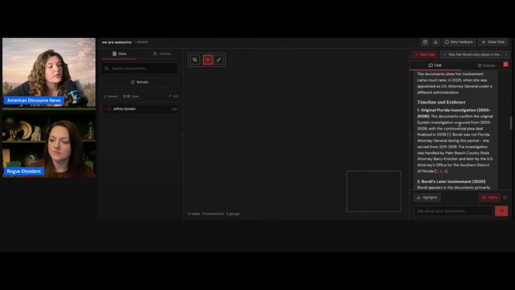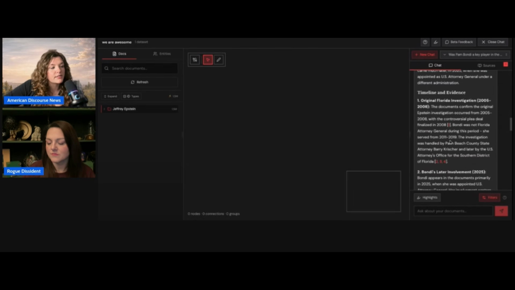The documents confirm the original Epstein investigation occurred from 2005 to 2008, with the controversial plea deal finalized in 2008. And then Bondi was not Florida Attorney General during this period. She served from 2011 to 2019. The investigation was handled by the Palm Beach County State Attorney.